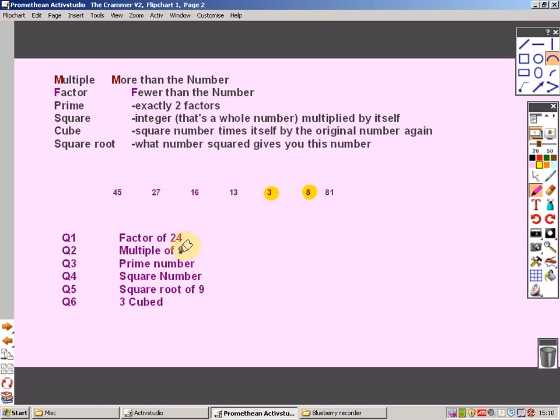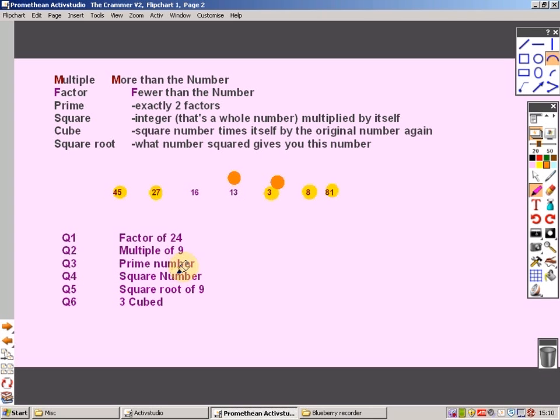Question 2, a multiple of 9. So it's going to be something in the 9s times table. It's got to be more than 9 because a multiple is more. 45. Could also have 27. Could also have 81. A prime number. Well, all of these aren't prime, apart from 3, so that's another chance there for a prime number. 13 is also a prime number because you can't divide 13 by anything other than 13 and 1.